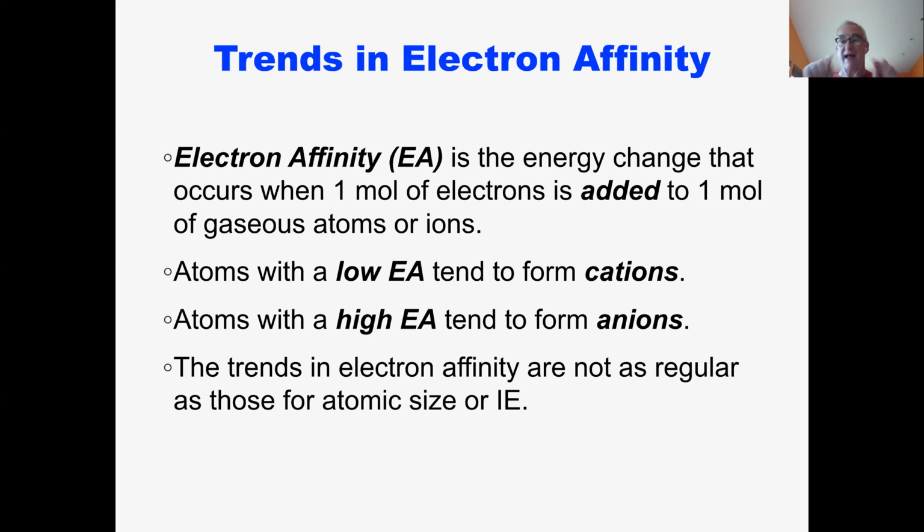So the trend for adding an electron isn't quite as even, but the first two groups definitely want to get rid of electrons. They're going to have a very low electron affinity. And the last three groups or so are going to have a very high electron affinity. What do you think the electron affinity of the noble gases will be?